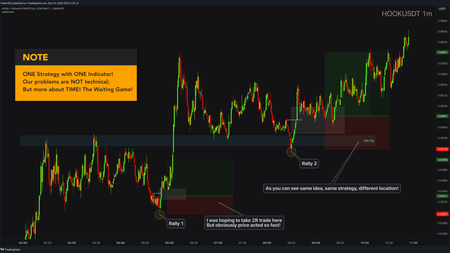So what is the problem then? The biggest problem we are facing is time. Waiting for the right setup takes too much time sometimes. I think the biggest challenge of all traders in the world is time itself, and unfortunately we cannot fix this.